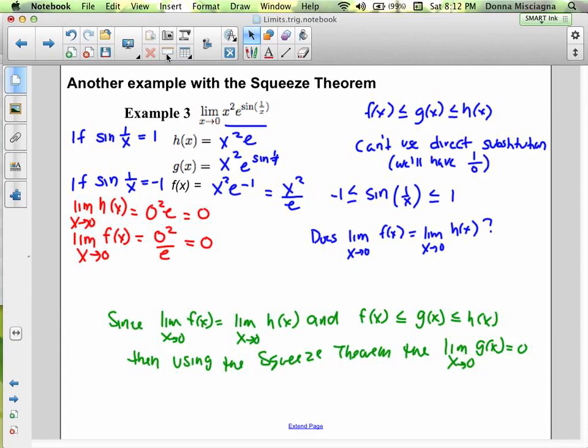So sometimes you're given the function, and sometimes you've got to use your brain and think about what two functions our function is sandwiched in between. With sine and cosine, it's going to be easy. You're just going to multiply. You're just going to make sine be 1, or you're going to make sine be negative 1.